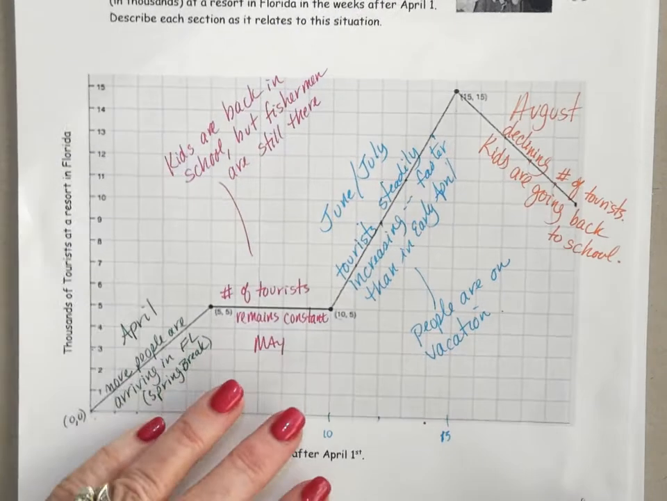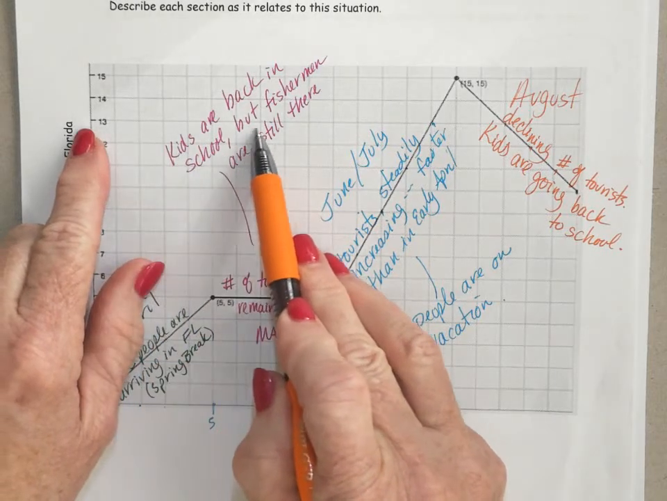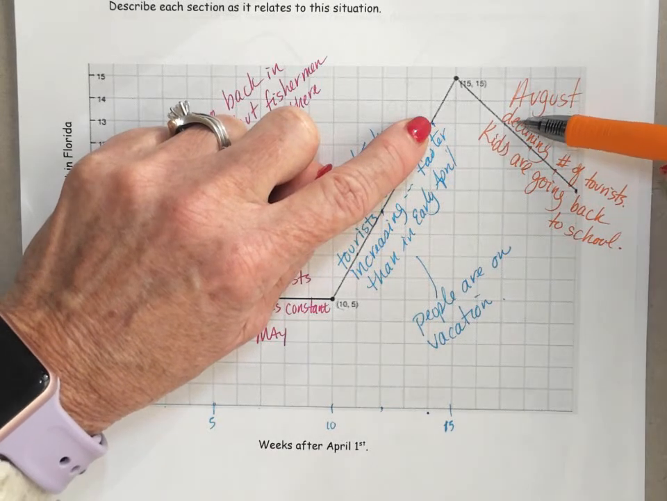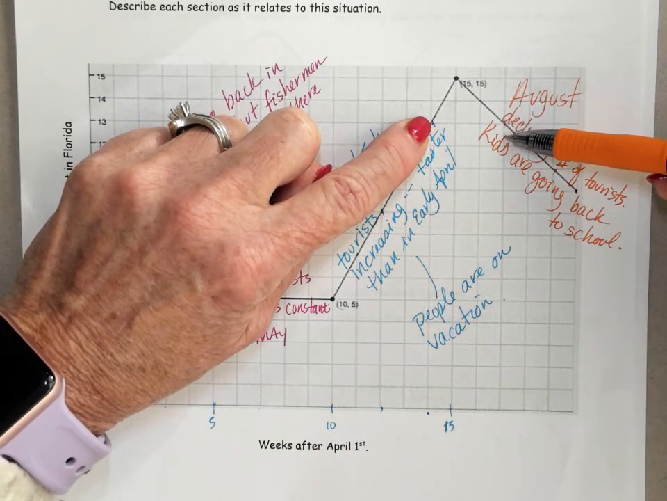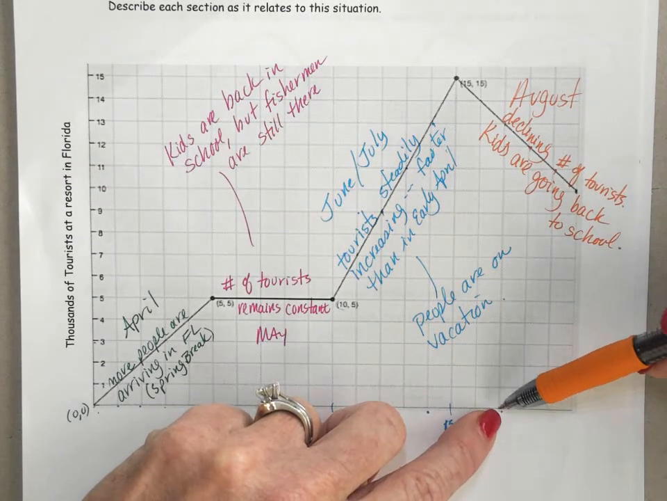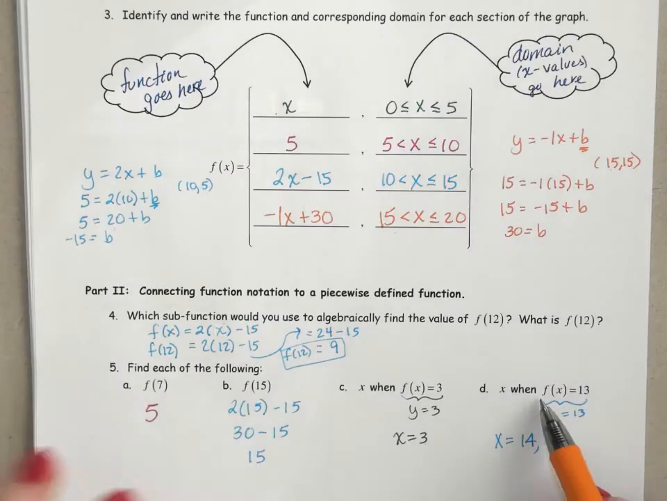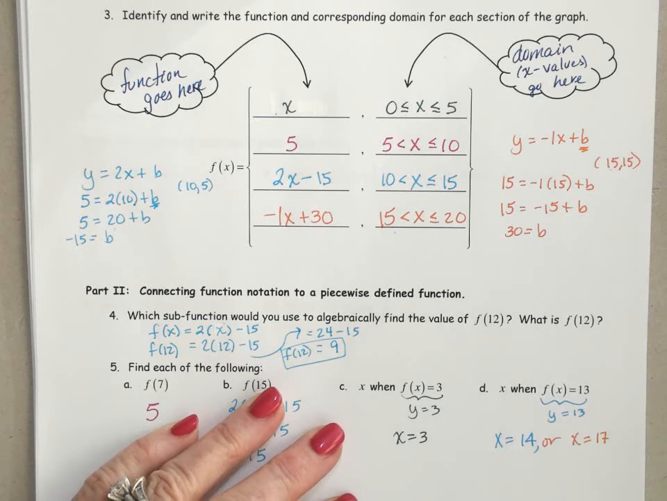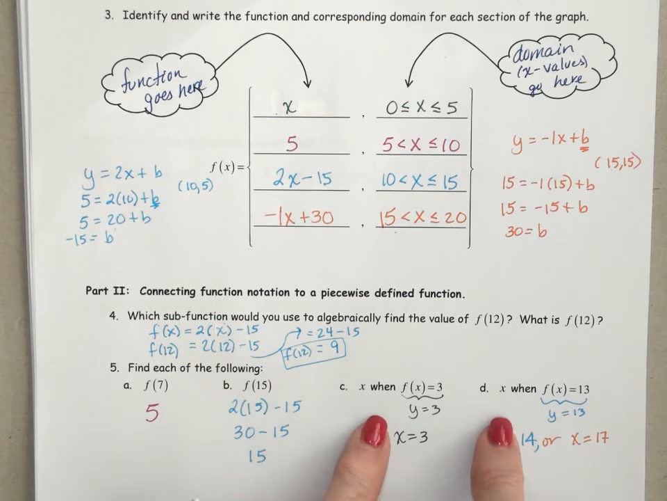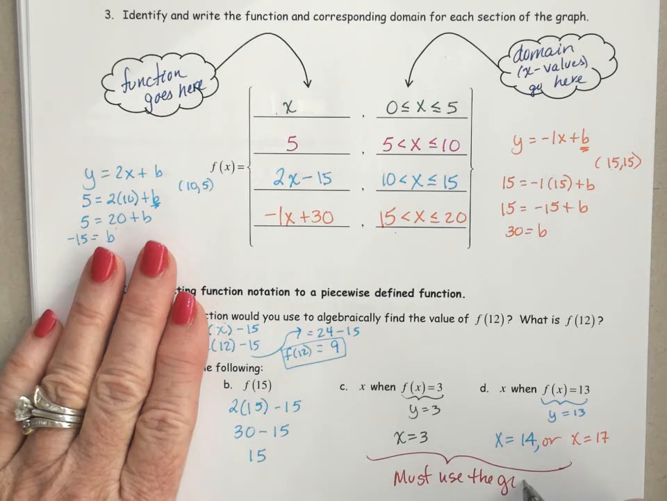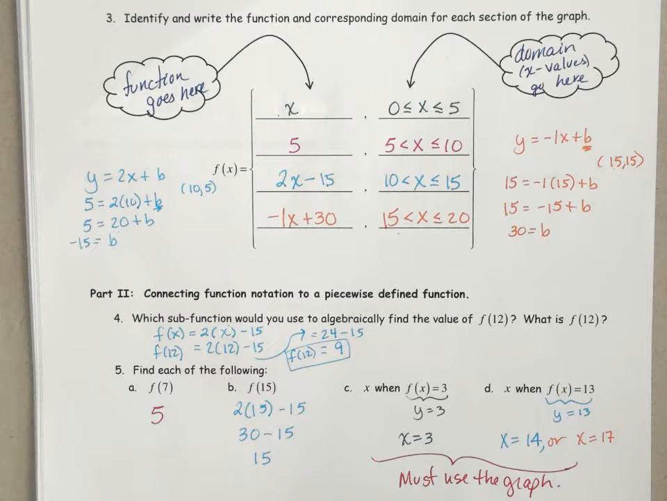Oh, but wait, because y equals 13 hit there, but it also hits here. So what's this x value at this point? That's 15, 16, 17. So f of x is equal to 13 when x equals 14 or when x equals 17. So it had two of them. These guys, you have to use the graph. You must use the graph for those two.